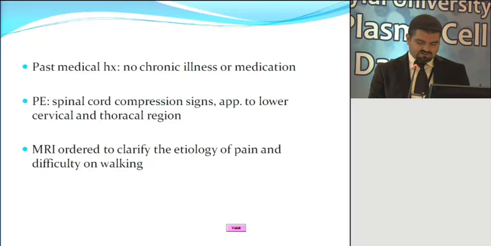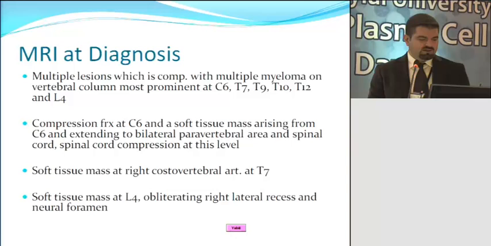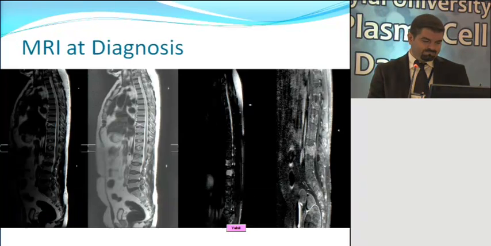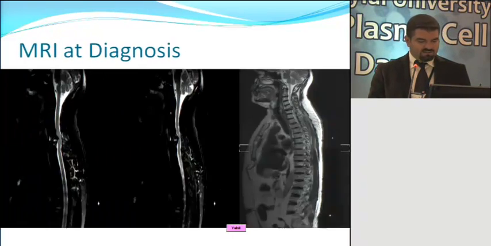MRI was ordered to clarify the etiology of pain and difficulty on walking. The MRI at diagnosis revealed multiple lesions, which is compatible with multiple myeloma on vertebral column, most prominent at C6, thoracals and L4. Compression fracture was present at C6 and a soft tissue mass arising from C6 and extending to bilateral paravertebral area and spinal cord. Spinal cord compression at this level was seen. Soft tissue mass at right costovertebral articulation at T7 and soft tissue mass at L4 obliterating right lateral recess and neural foramen. This is the MRI. This is showing the cervical spinal cord compression.